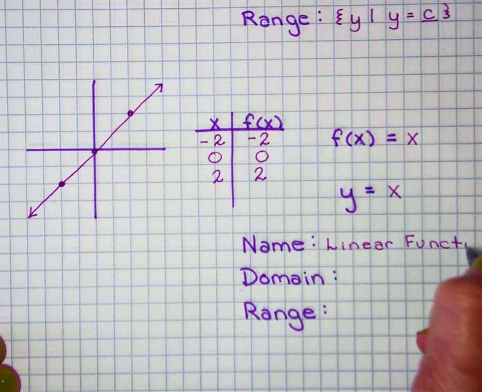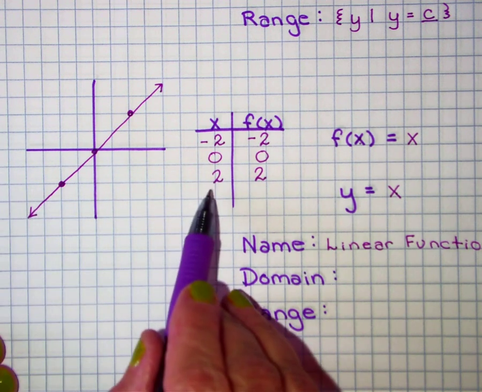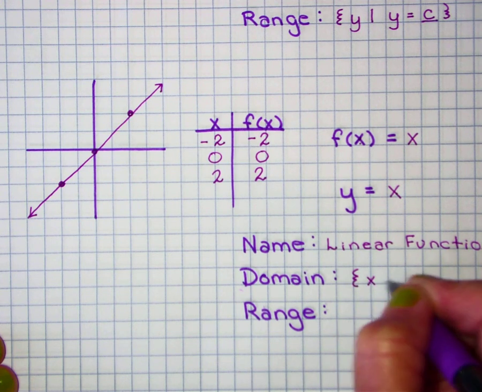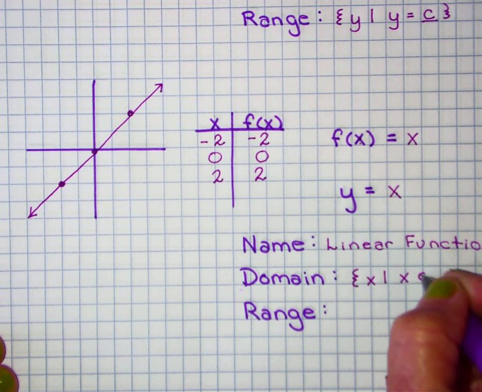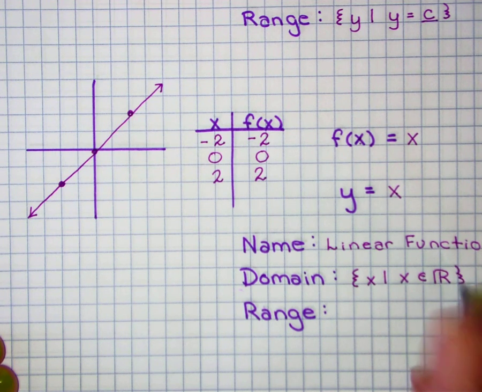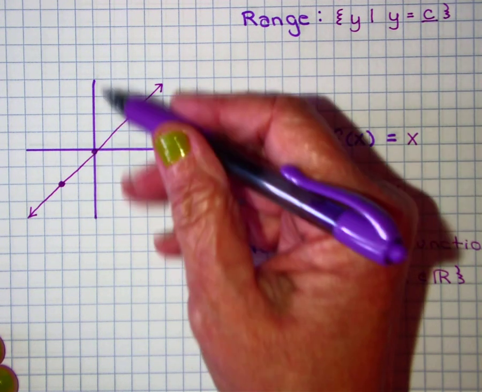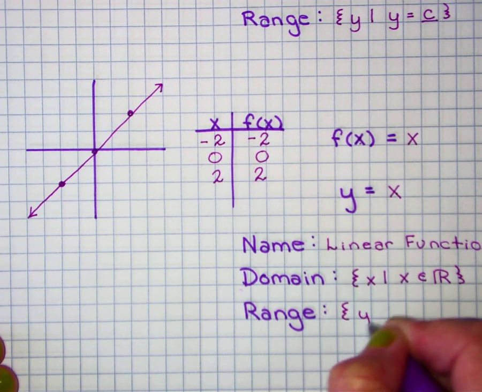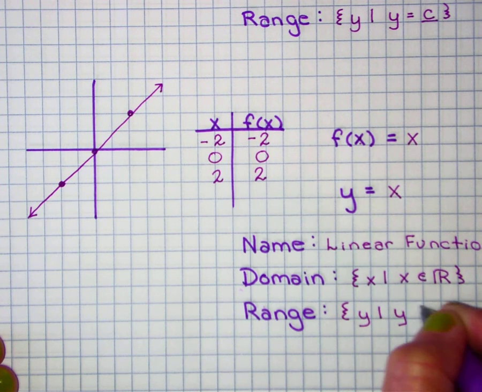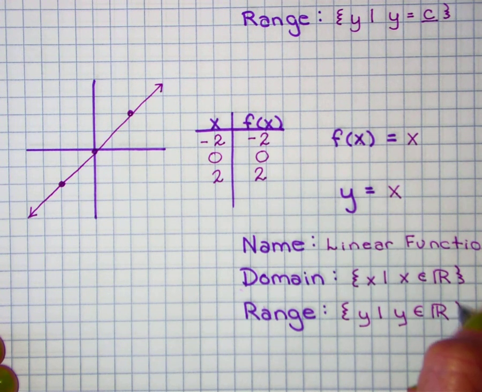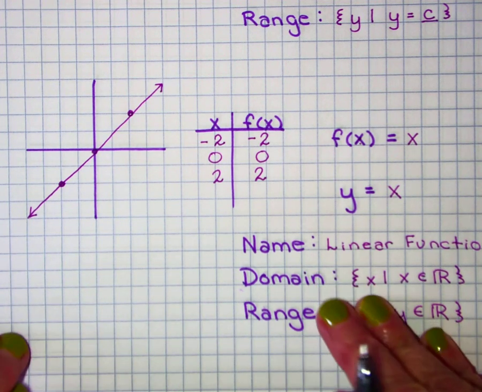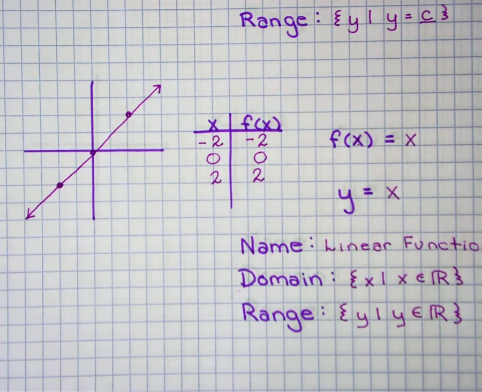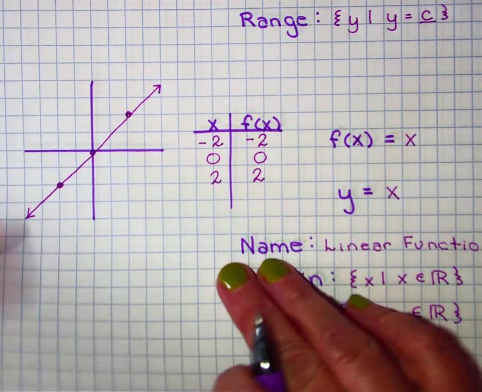The domain for this, if you look at this, it's not going to matter what I enter for x, I will get a y. And so our domain is x such that x is an element of real numbers. Our range, same thing. We will get all values from -infinity to infinity. So our range is y such that y is an element of real numbers. As we move on, the functions will get less and less common, but the first few are very common.